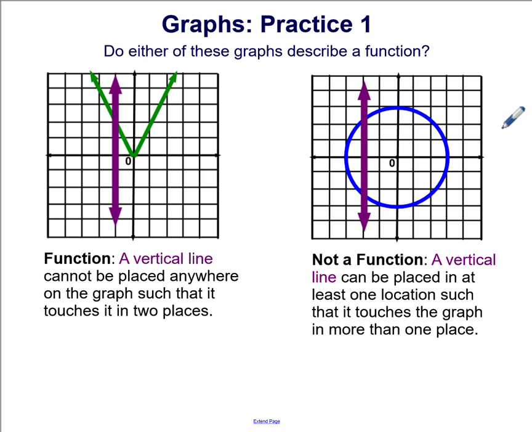However, over here on the right side, this is not a function. A vertical line can be placed in at least one location such that it touches the graph in more than one place. So if we take a look at our test line, that's this purple line, we notice that it touches the graph in two spots, here and here, for this given x value. Since it touches in more than one place, the vertical line test rules out the possibility of this being a function.